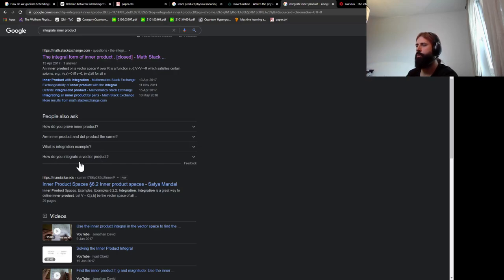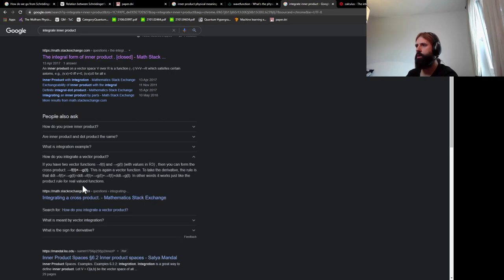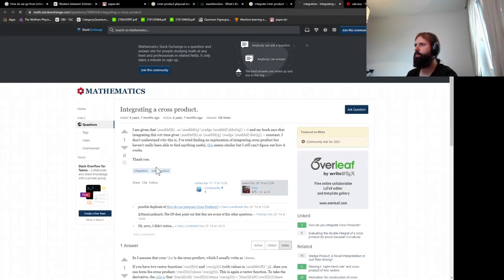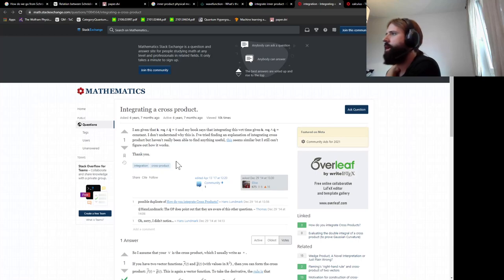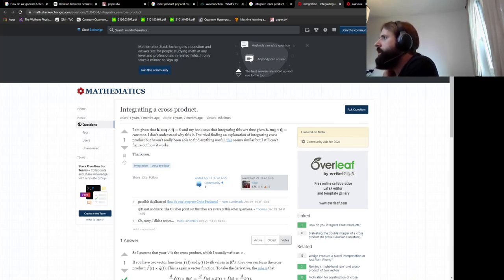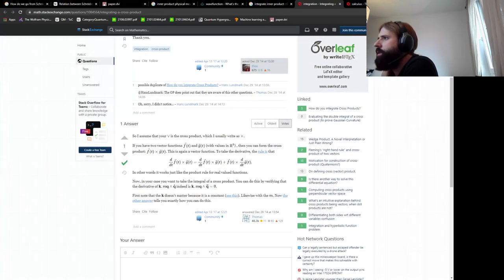How do you integrate a vector product? My book says that integrating these with regards to time gives. So I assume that here's a cross product. If you have two vector functions with values in R3, then you can form the cross product. This is again a vector function.